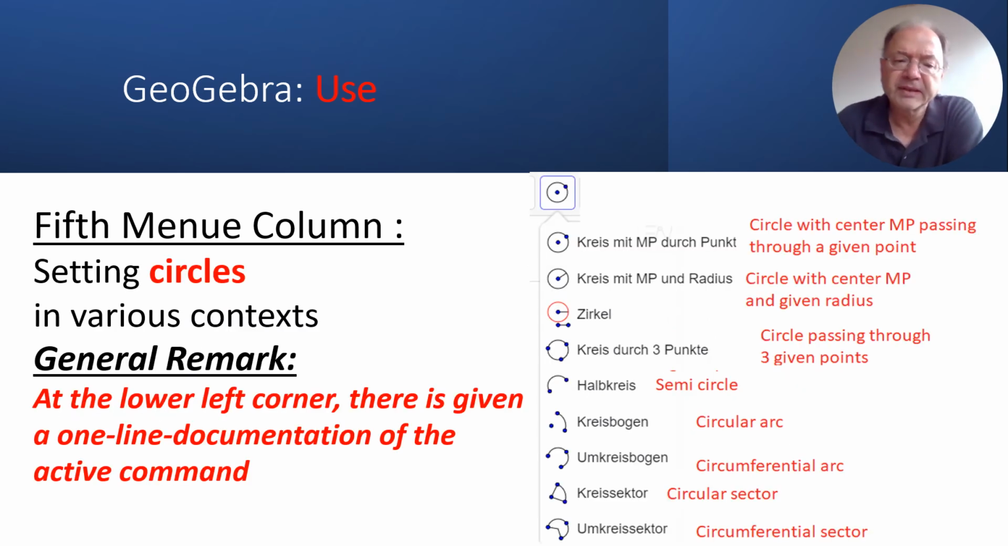The fifth menu column, setting circles in various contexts. There are a lot of different contexts available, like a circle with a center passing through a given point, a circle with a given center, MP is the German abbreviation for Mittelpunkt, that is center, and a given radius, or a circle passing through 3 given points. And a lot of other options you have here.